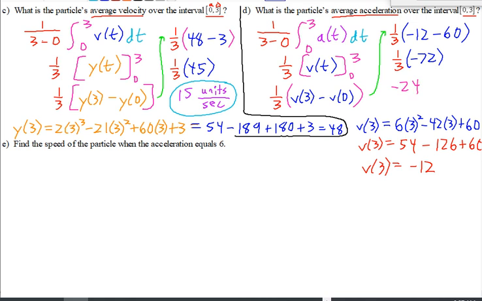And then the units here: position was in units, velocity is units per second. So acceleration, the next derivative, would be units per second per second, which we usually write as units per second squared.